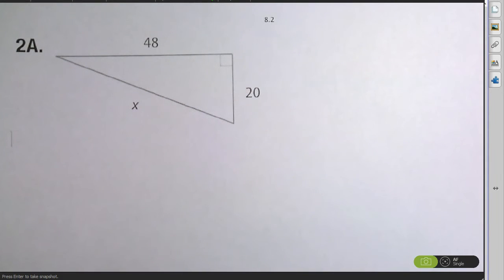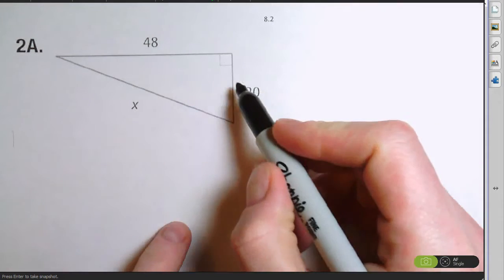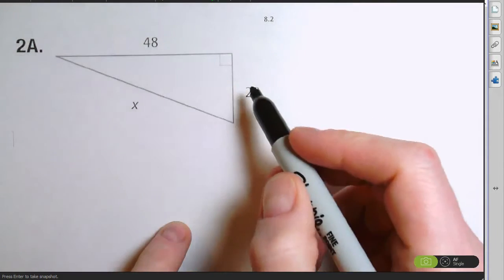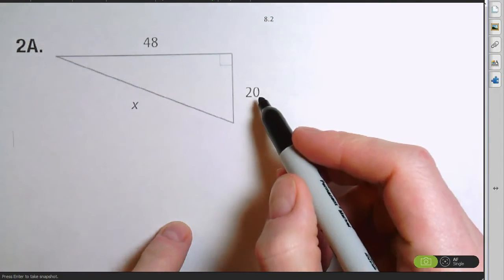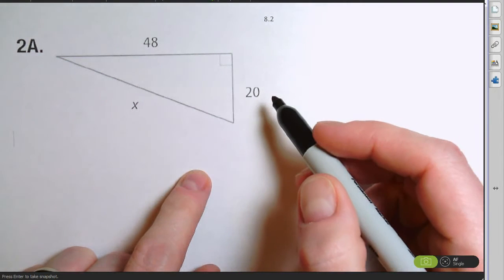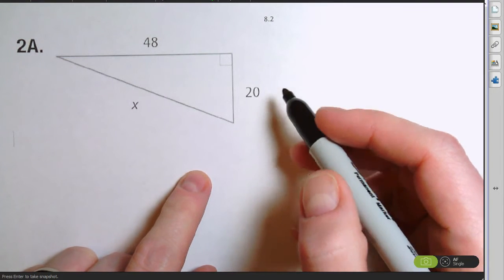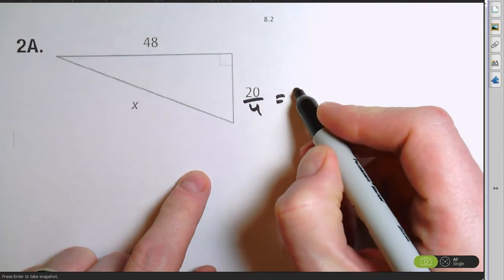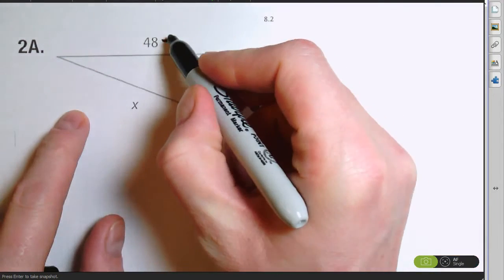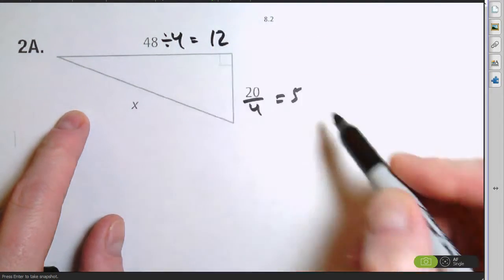Now here's how it works. What you do is you figure out what's the biggest number that both of these can be divided by, or some kind of weird common factor. So 20 and 48 can both be divided by 4. If I divide this by 4, I get 5. If I divide this by 4, I get 12.